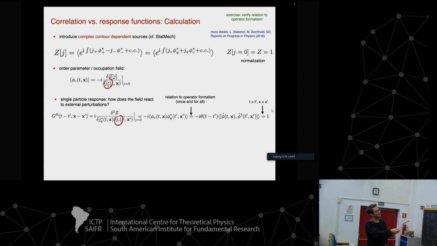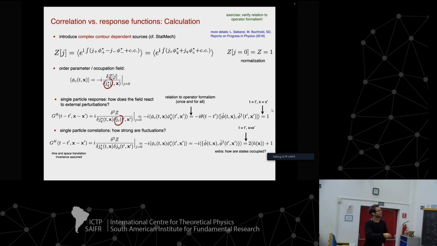And then at one point in time, you have to sit down and make the connection to better interpret them. You have to make the connection of these objects here to the operatorial formulation. And if you would like to go into the details here, I can recommend this review here.